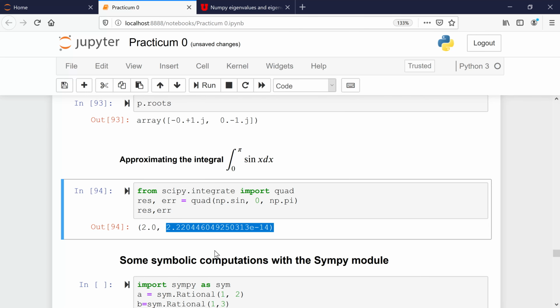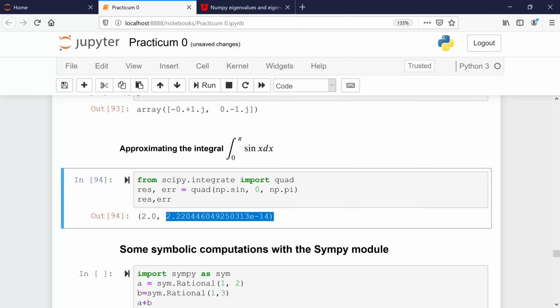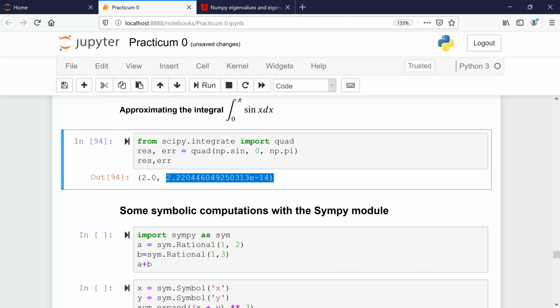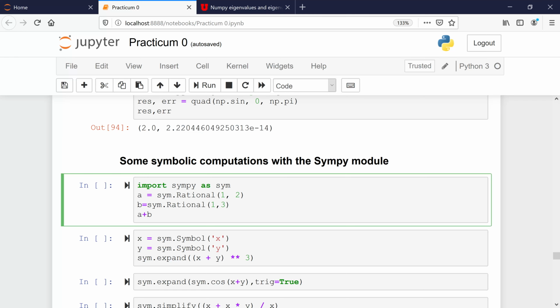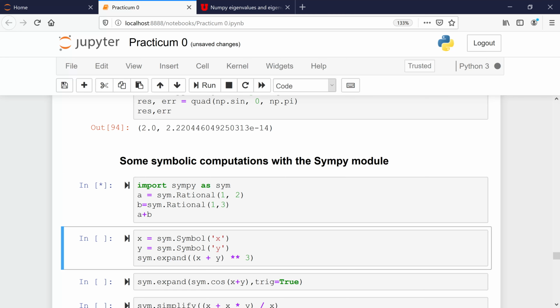And finally, I will end with some symbolic computations with the sympy module. We have to import it as usual, but instead of writing sympy every time, you just write sim. So we import it as sim. And now we can compute exactly with rational numbers rather than just approximation. For example, A here is the rational number 1/2, and B is the rational number 1/3. If I add them, I should get what?